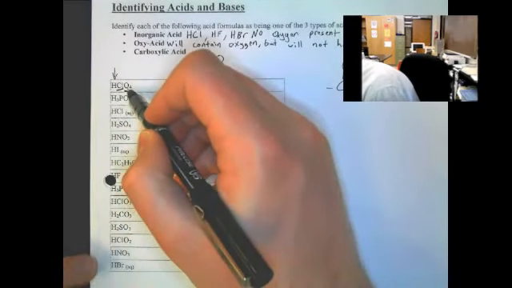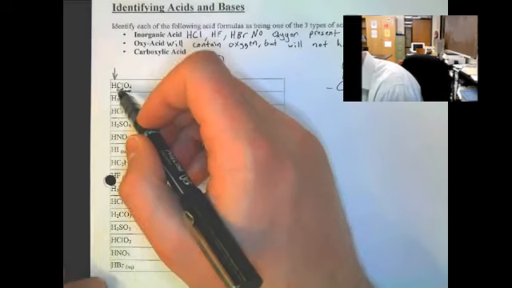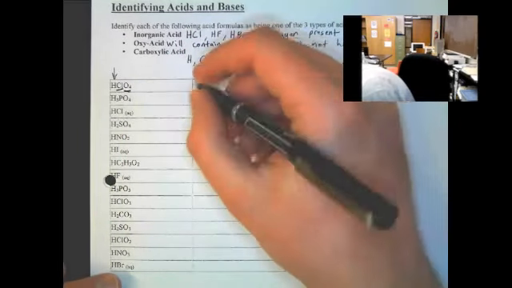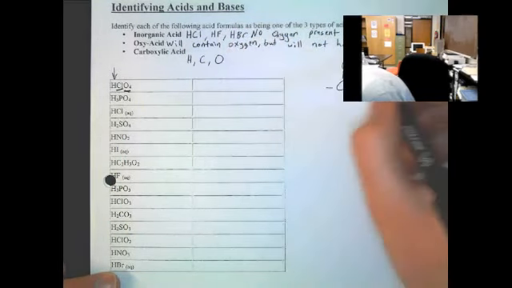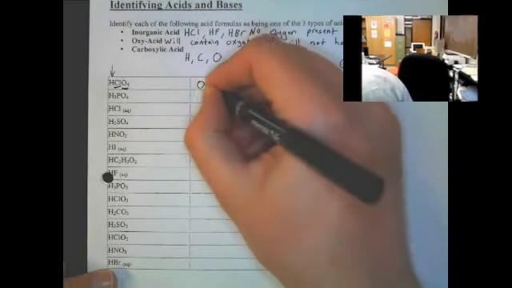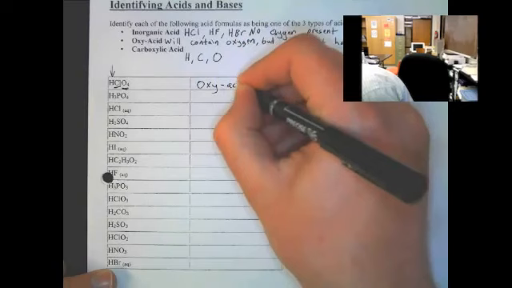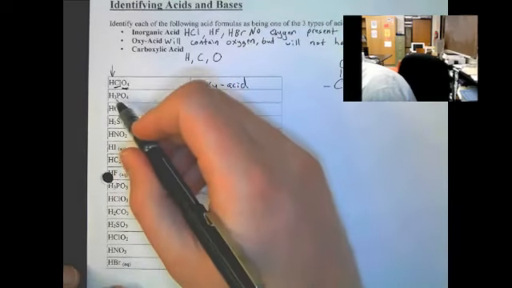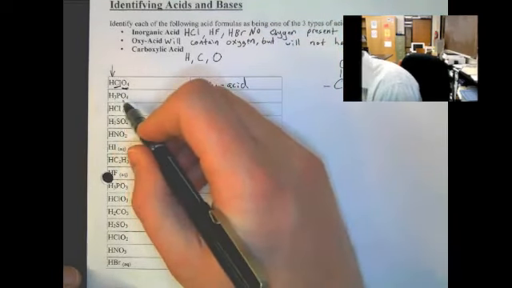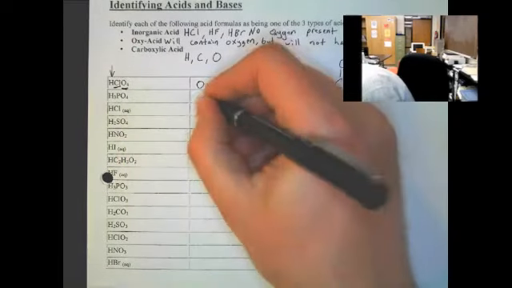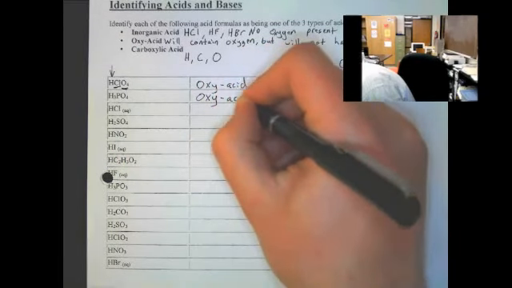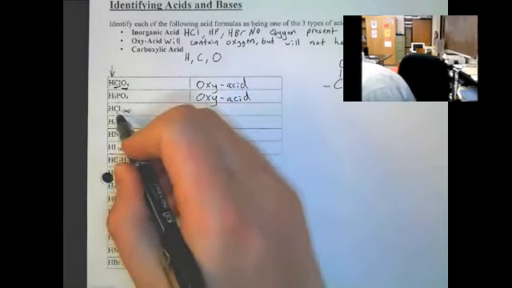So if we've got oxygen, we know it's an acid because, like we said, it's got that H out front. Well, it will contain oxygen but not have carbon. There's no carbon in here. And it does have oxygen, so we would say this is an oxy acid. Next, very similar. It has hydrogen out front. It's got an oxygen but no carbon. Oxy acid.